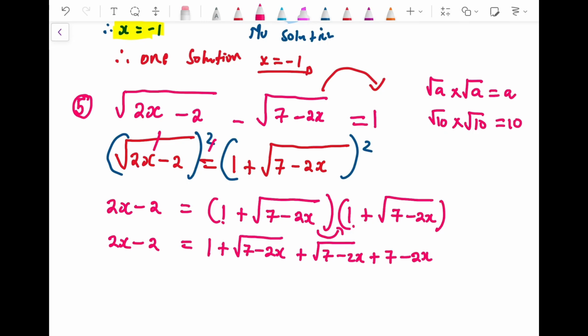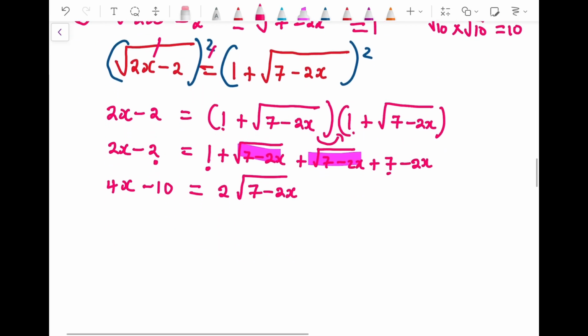And then from here, I am going to transpose everything that is not under the square root or not attached to a square root. So if I transpose 2x, I am going to have 4x, and then negative 2 minus 1 minus 7, that is minus 10, is equal to. So these are like terms. The square root of 7 minus 2x plus another square root of 7 minus 2x, it will be 2 square root of 7 minus 2x.